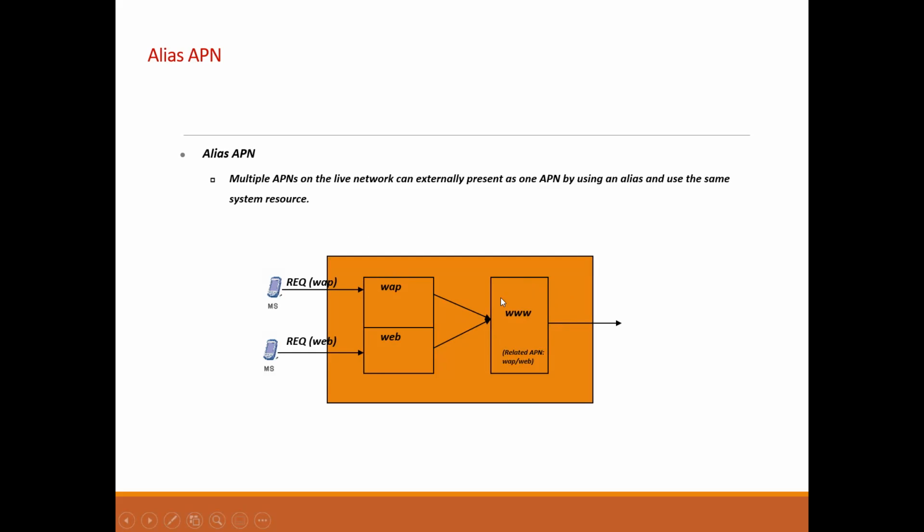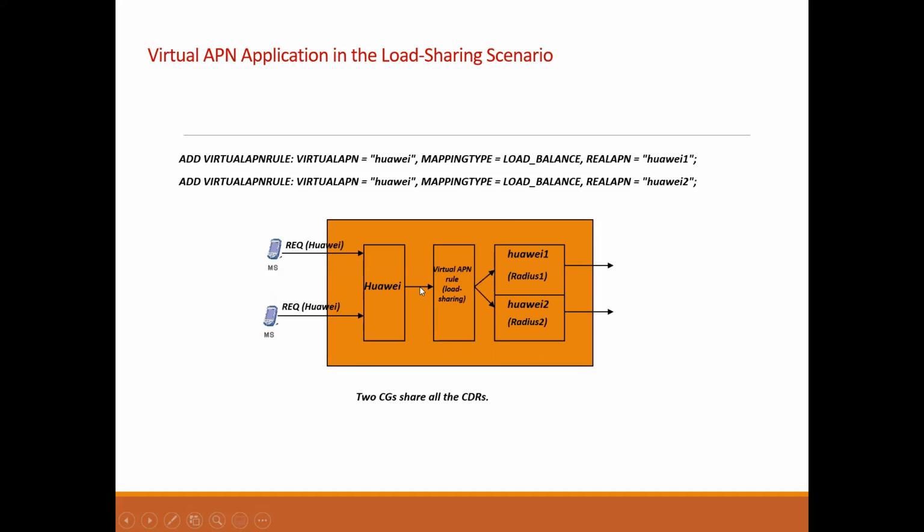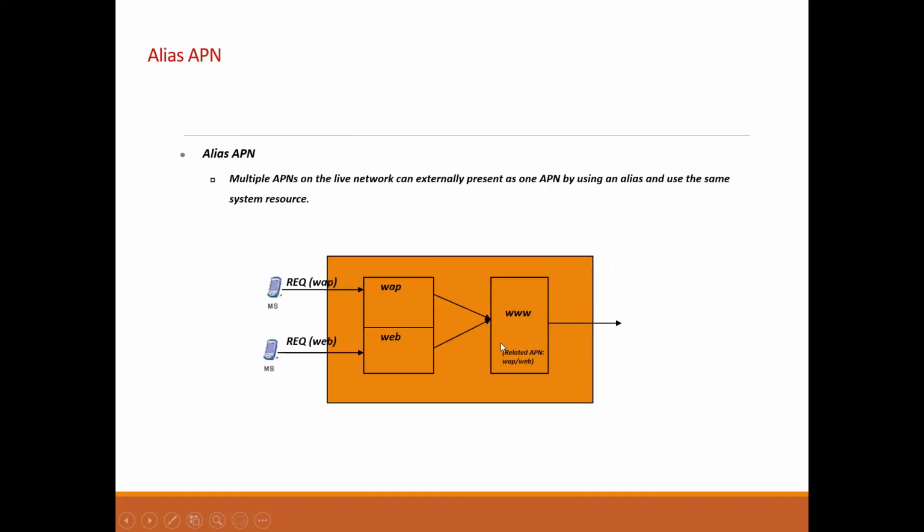So the configuration will remain for the actual APN, and irrespective of what APN the user brings, I don't need to touch the user's configuration in the HSS/HLR. He can use the old APN, but actually my routing is going to be done based on my actual APN. So alias APN is the opposite: your virtual APN is 1 to any, and this is any to 1.